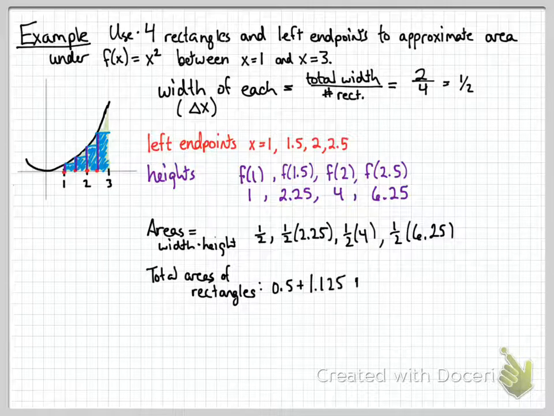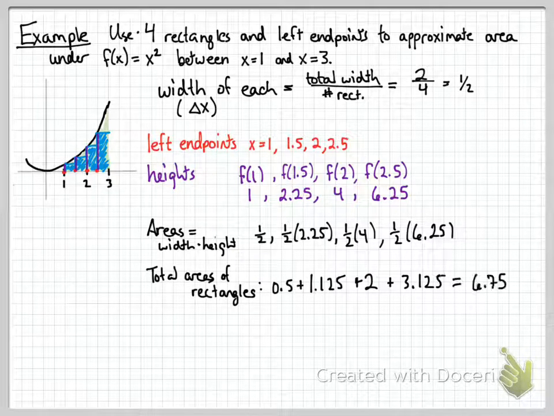And then I just add those up. That adds up to 6 3/4. So the total area of the blue rectangles, the rectangles given by left endpoints, is 6.75. That's the approximation I have found to the area under the curve, using 4 rectangles with left endpoints giving heights. The notation for that is L4.